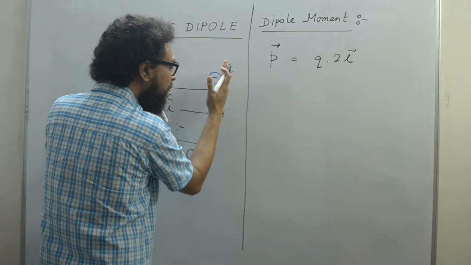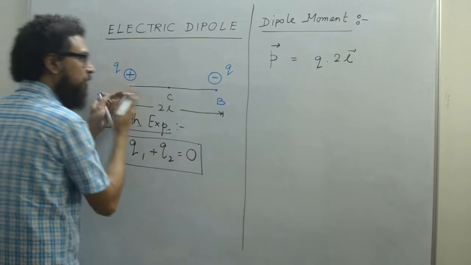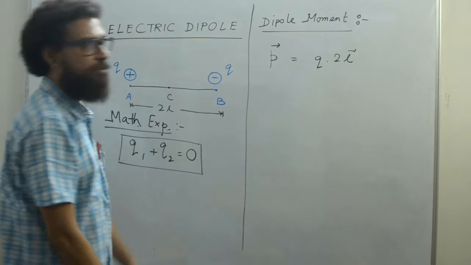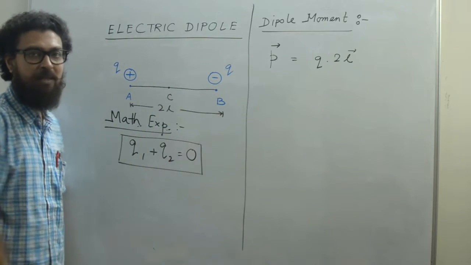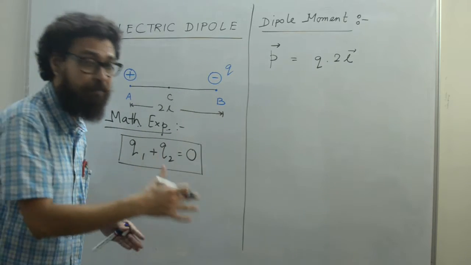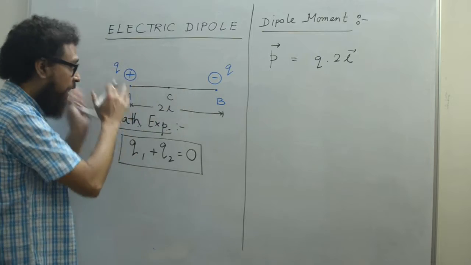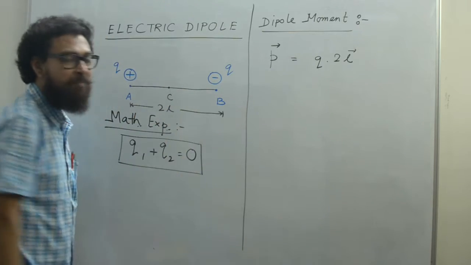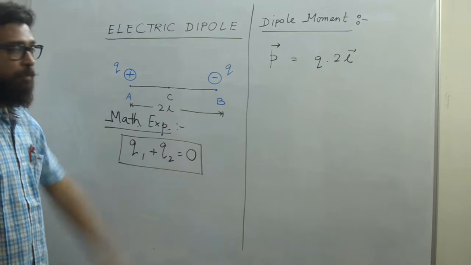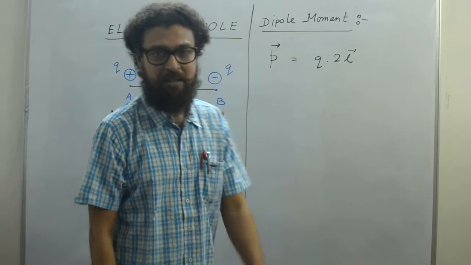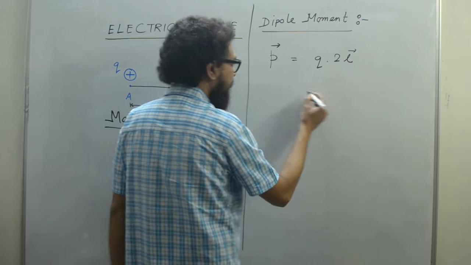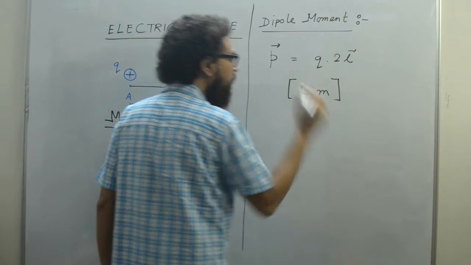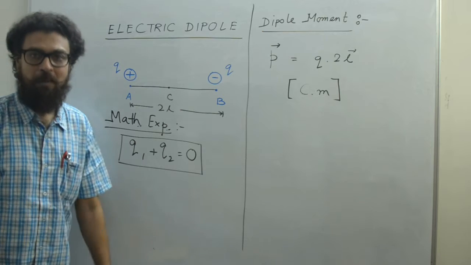So we have L this side and L this side, so the total is 2L. This is the expression Q into 2L: charge into distance between the charges. The magnitude of the charge of the dipole is Q. They have different polarities, but the magnitude is Q, and 2L is the kind of radial vector. Dipole moment is very much a vector quantity. And what is the unit? It's very simple: coulomb meter is the unit of dipole moment.